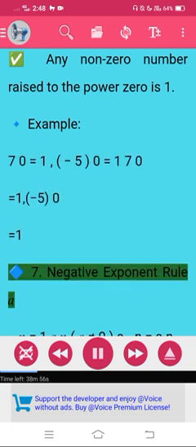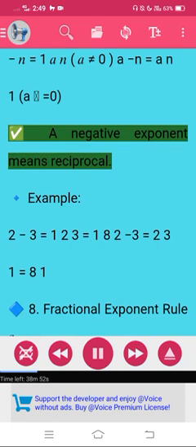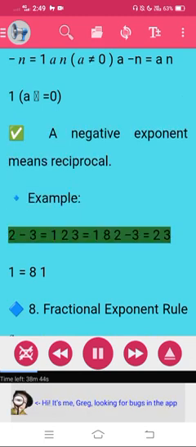7. Negative exponent rule: a⁻ⁿ = 1/aⁿ, a ≠ 0. A negative exponent means the reciprocal. Example: 2⁻³ = 1/2³ = 1/8.